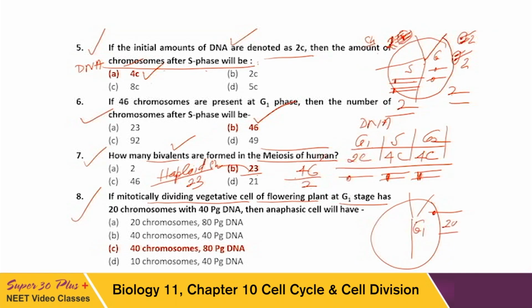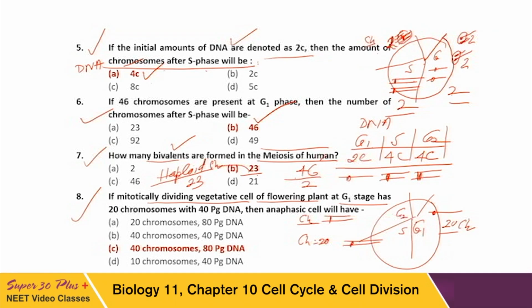This is 20 chromosomes. In S, this is also 20 chromosomes. Here also the chromosome number will be 20, but that will be with two chromatids. And here also at G2, can you tell me? The number of chromosomes will remain the same, and each chromosome will have two chromatids.